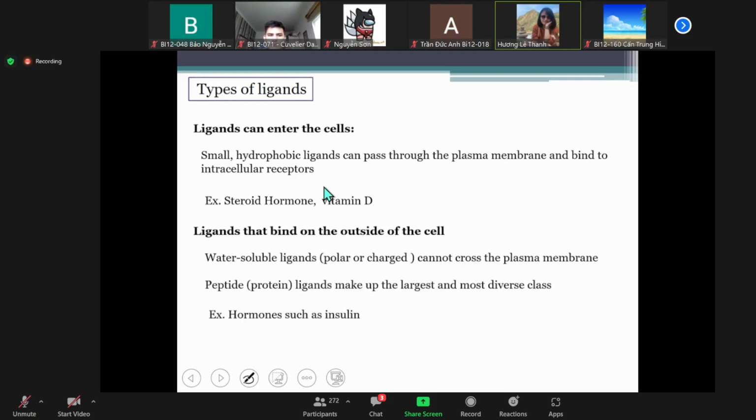And the other ligands bind to the outside of the cells. These could be water-soluble ligands. They are polar or charged, so they cannot cross the plasma membrane. And some kinds of proteins are very large, with very high molecular weight, so they cannot pass through the membrane. These are the characteristics that determine whether a compound can or cannot cross the membrane.